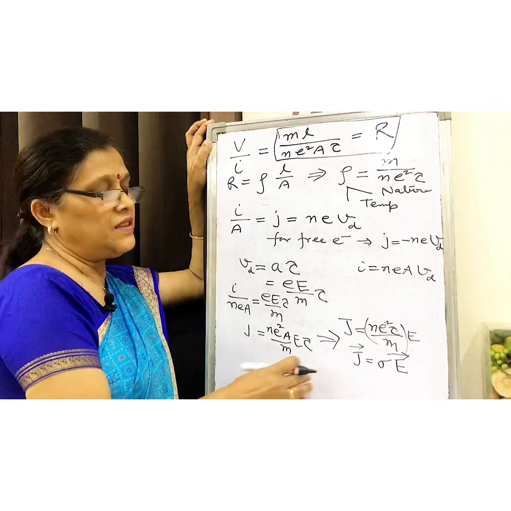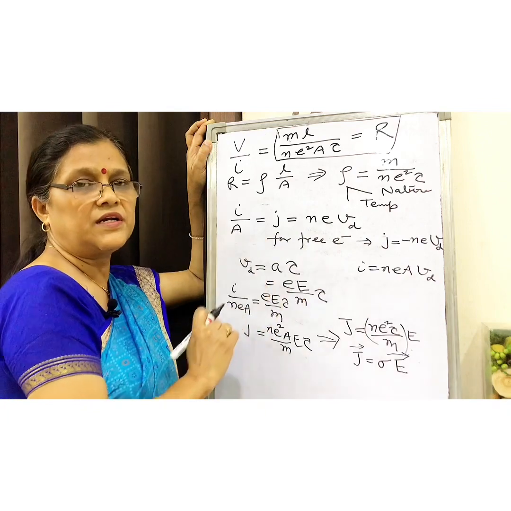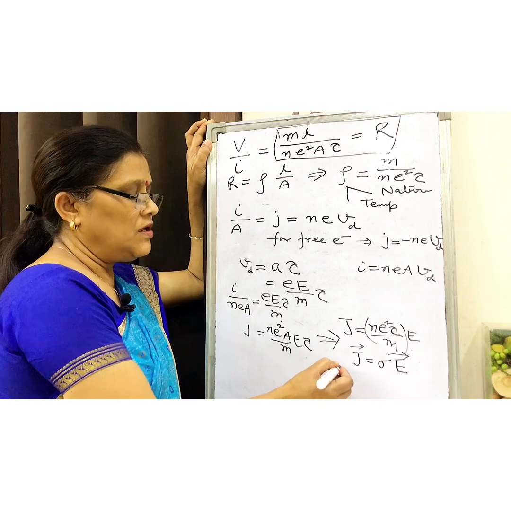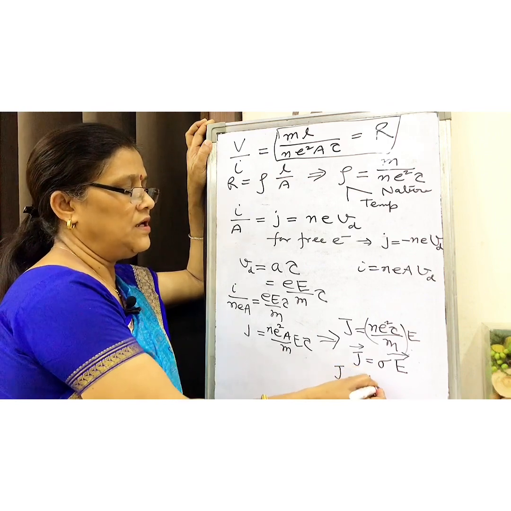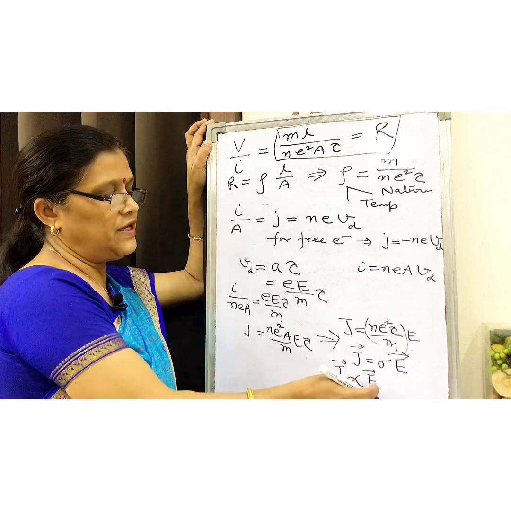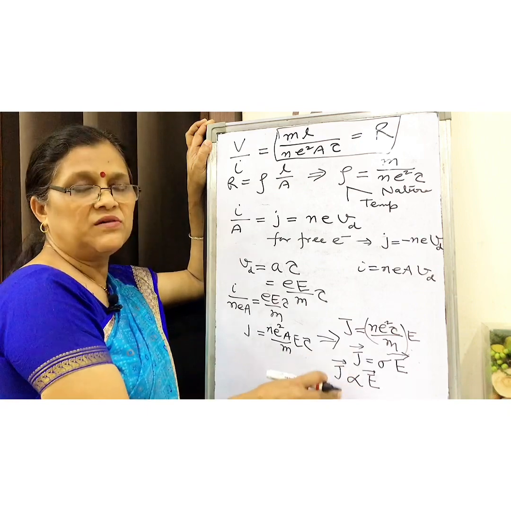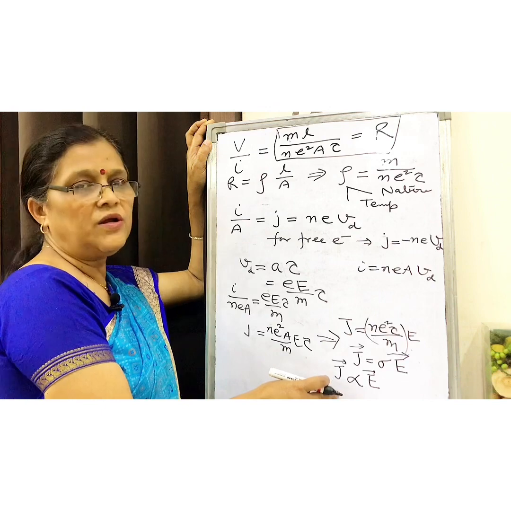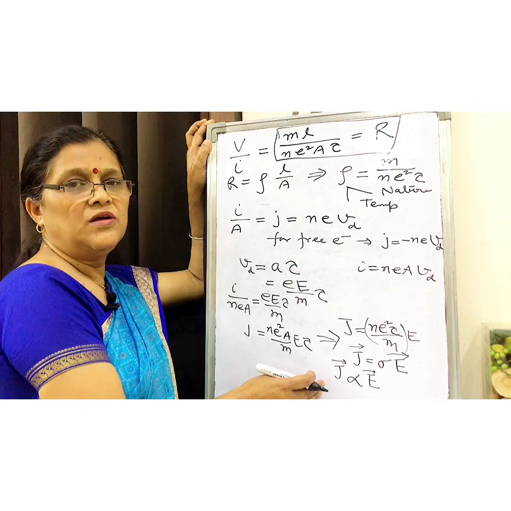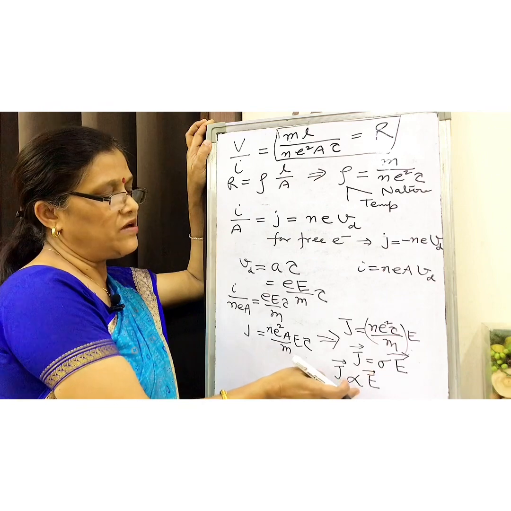What does it mean? That if the current is flowing through a conductor, then at any point the current density is found to be directly proportional to the electric field if J and E have the same direction. This is also called the microscopic form of Ohm's law or vector form of Ohm's law, because J and E are vectors. So in this way, another point for vector form of Ohm's law you have seen here.